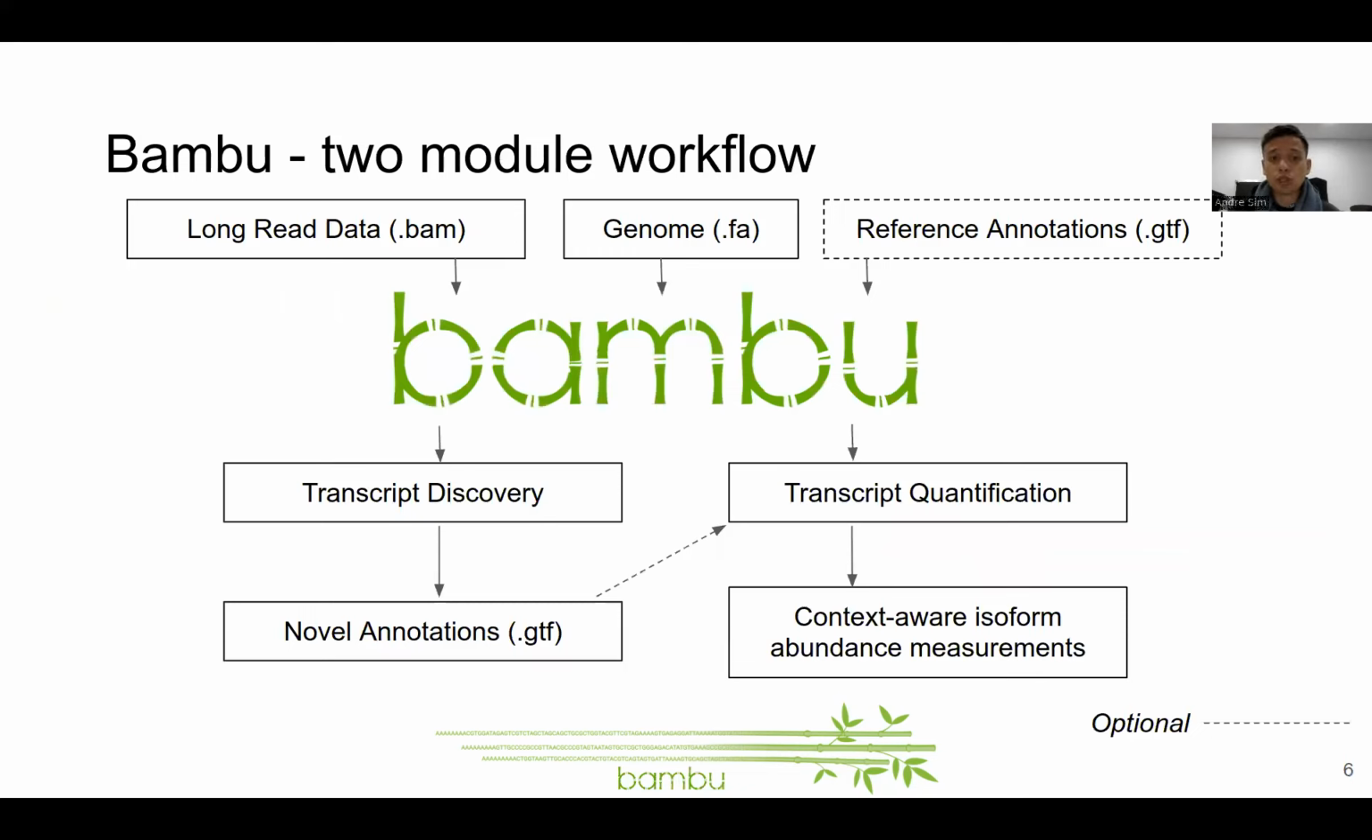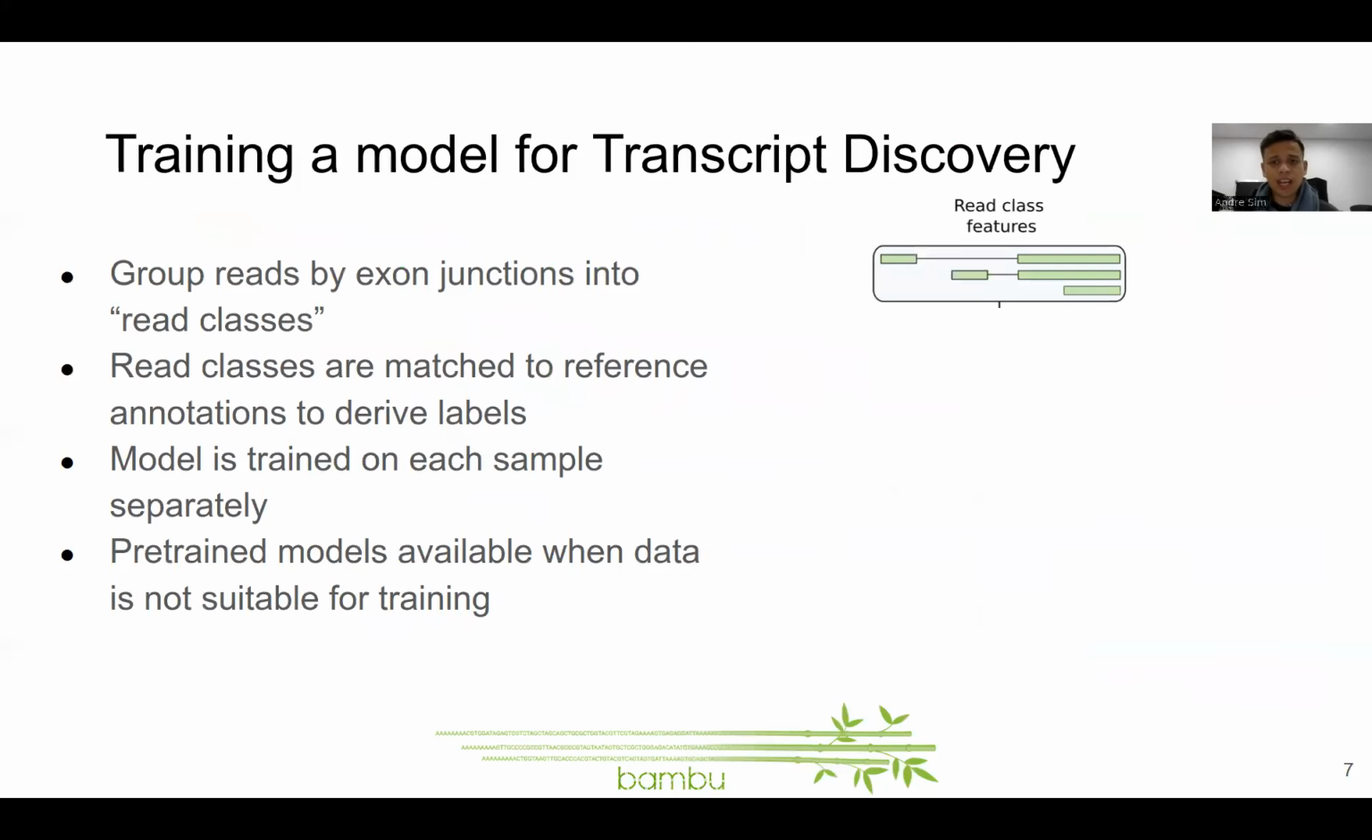Now Bambu is a 2-module workflow that does both transcript discovery and then follows that into transcript quantification. It takes aligned reads, a genome, and reference annotations, and performs transcript discovery by training on the data using the reference annotations provided. This will produce a context-specific, sample-specific annotation set, which is fed into the transcript quantification module, where we can then produce context-aware isoform abundance measurements. Now, I'm mainly going to be focusing on how transcript discovery works in Bambu.